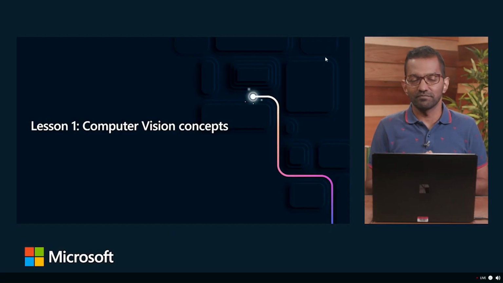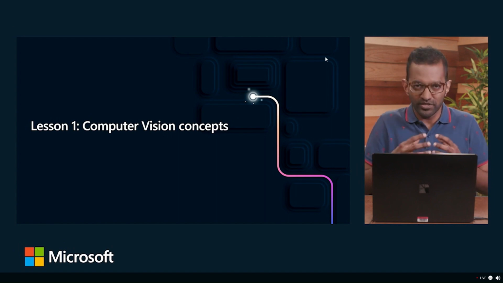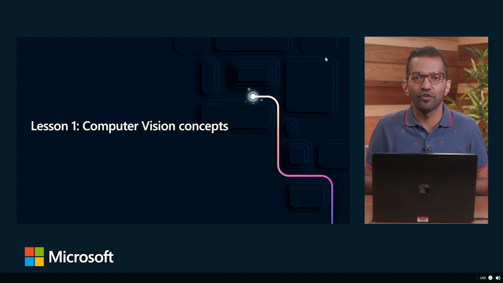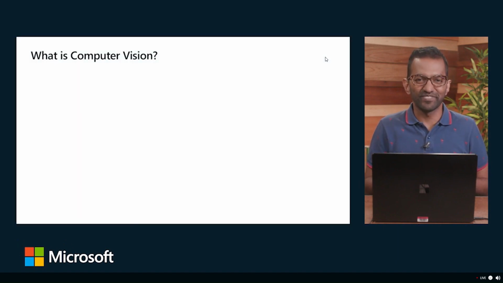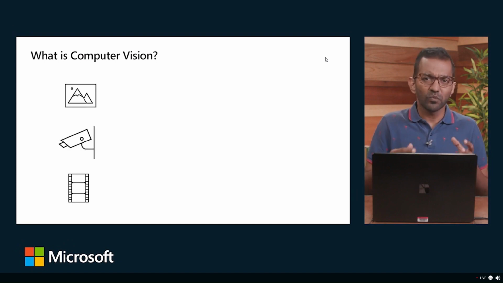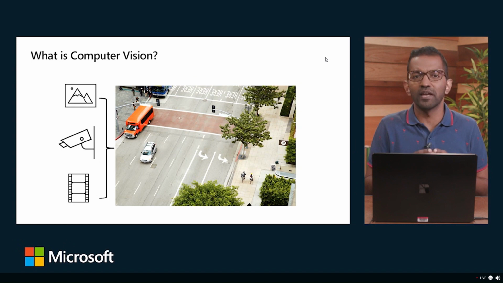In the first lesson, I'll talk about what is computer vision and give you an understanding of how computers receive visual input and some common applications of how this input is processed for useful work. So, what is computer vision? How do computers see?